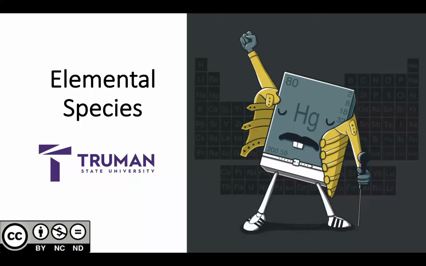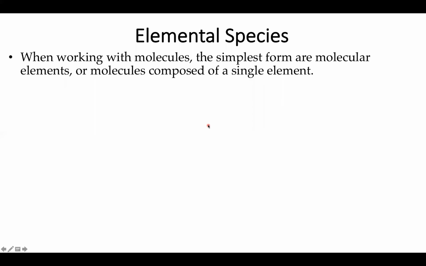So, today's kind of a quick little interlude as we're talking about molecular species. One of the things that is worth noting is that not all molecules are going to be composed of more than one atom. There is a small group of molecules known as elemental molecules. So these are going to be molecules that are composed of only a single element, which, not too surprising, means that they tend to have very simple empirical formulas because it's just the one element.